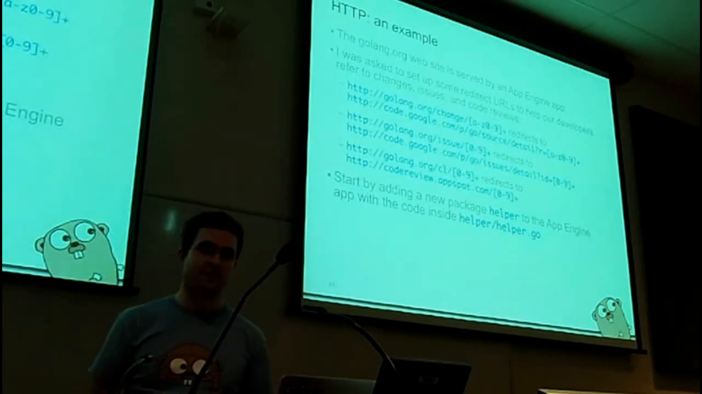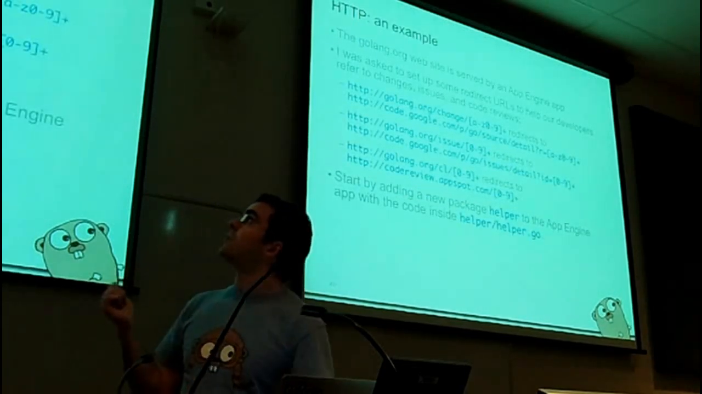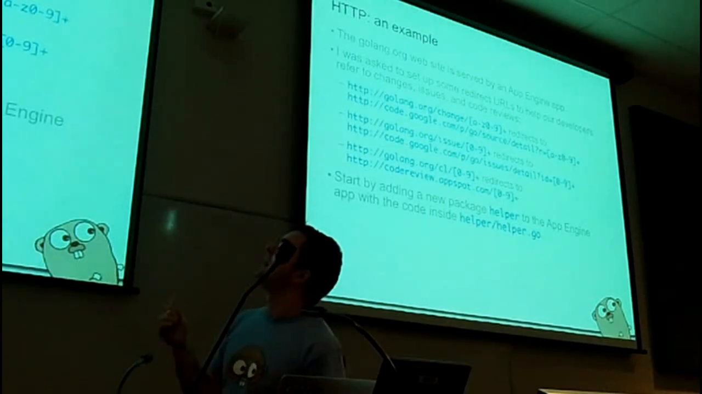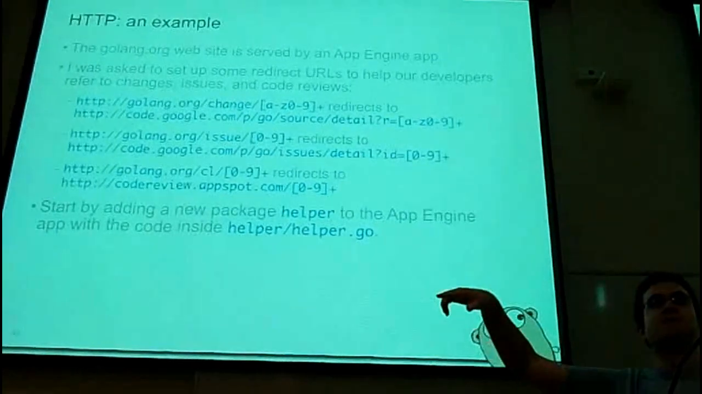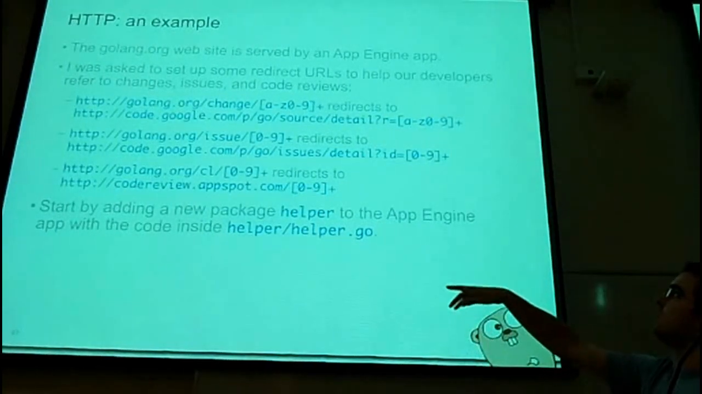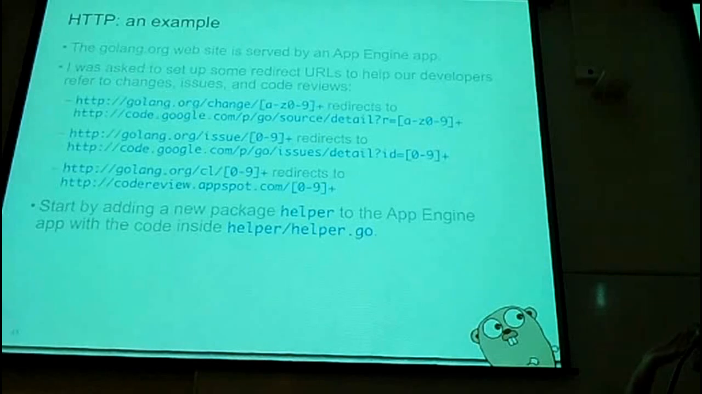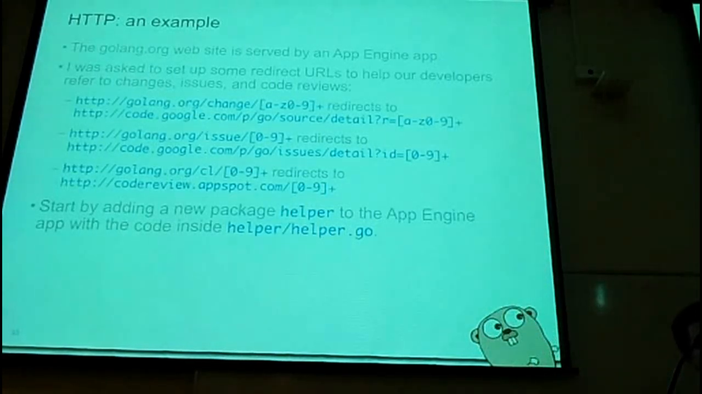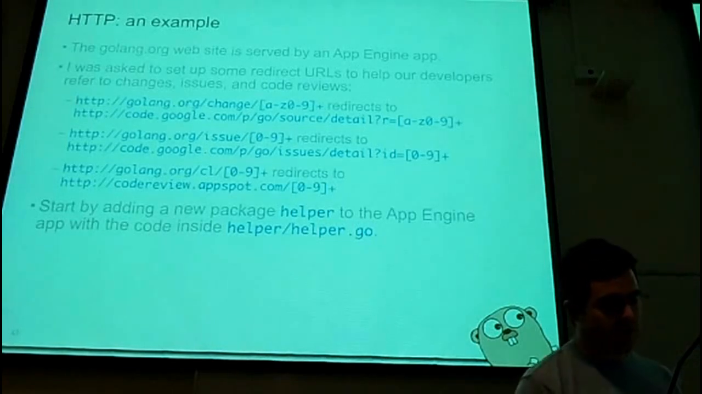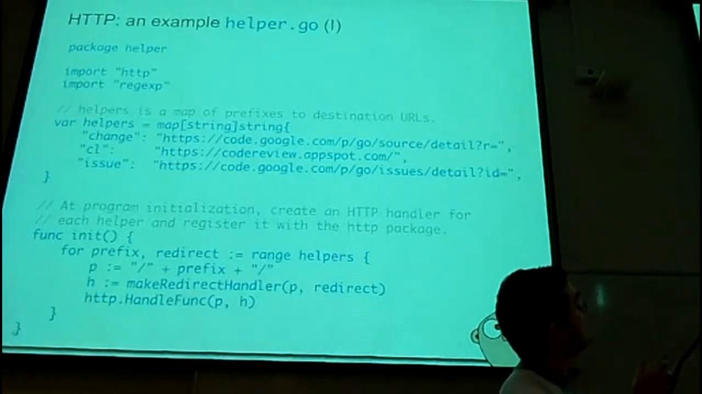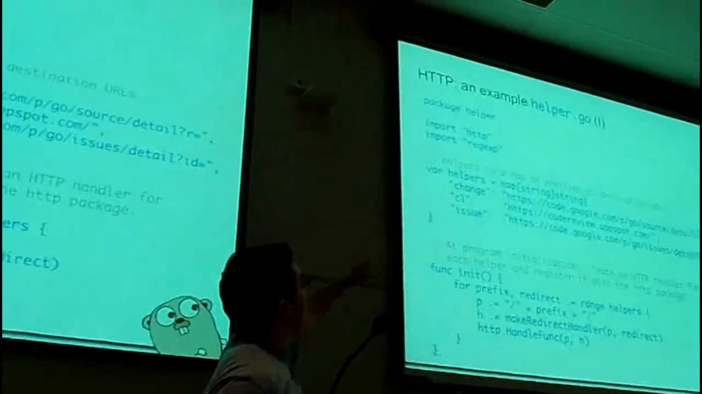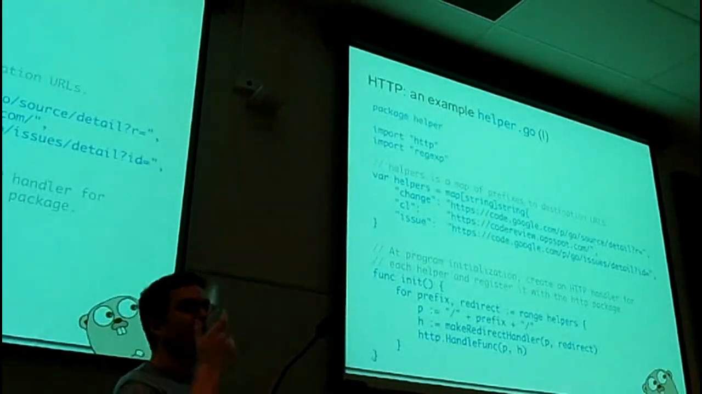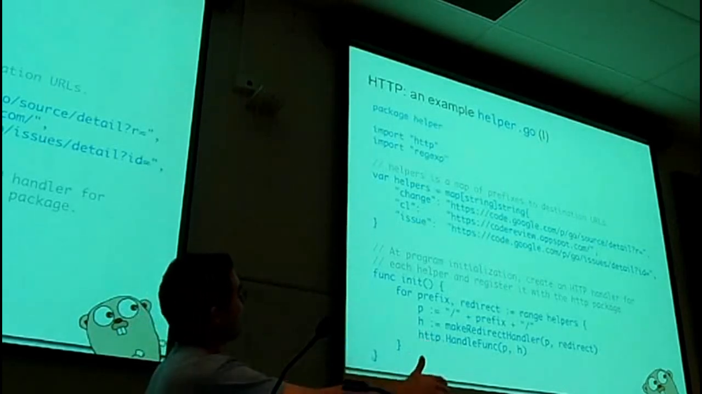The example I'll give is that we serve golang.org with a Go program on App Engine. And recently somebody said, hey, can we have these shortcuts so that if you go to golang.org/change/someid or /issue/someid or /CL/someid, you get the change page or the issue page or the code review page. And I was like, yeah, I can do that. And in 5 minutes, I'd written this package that I linked straight into the Godoc instance, which has some helpers defined as a map of the shortcut name to the long URL.